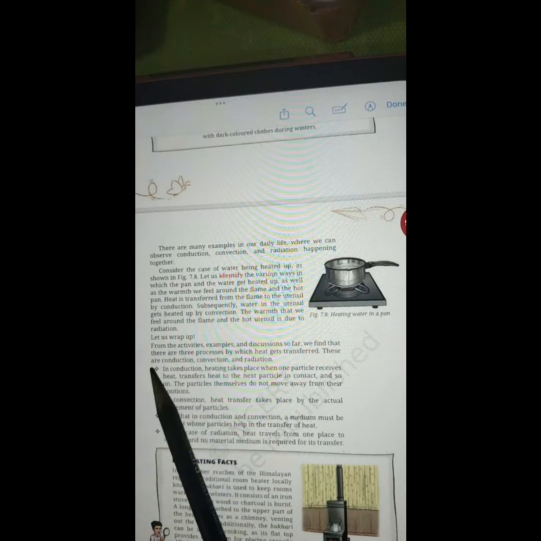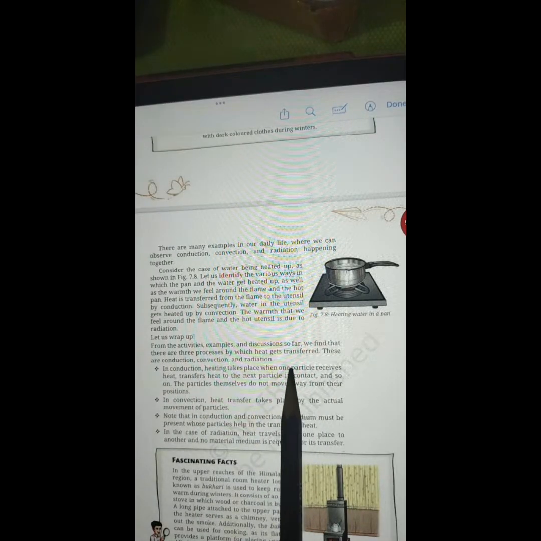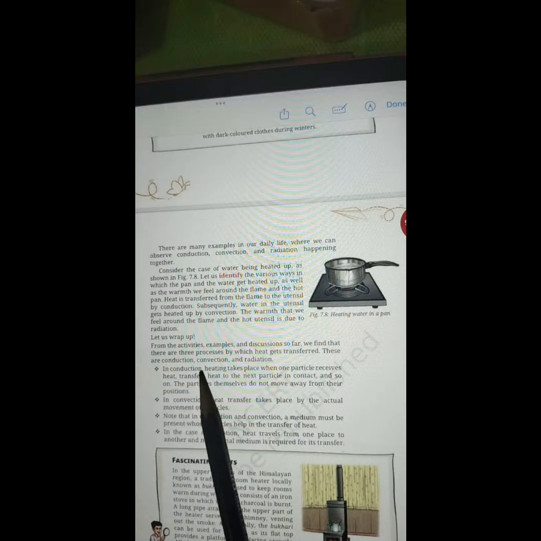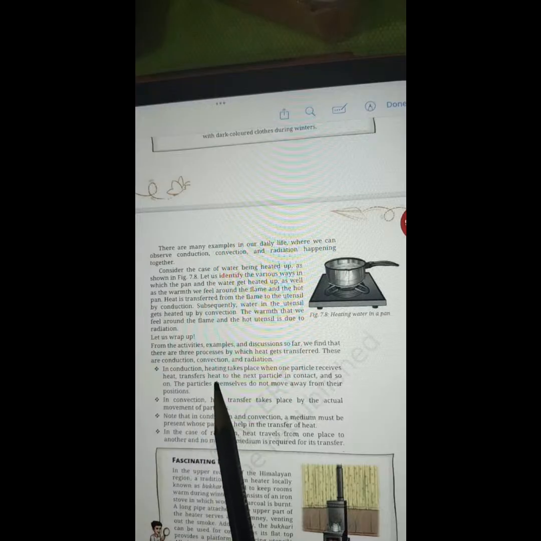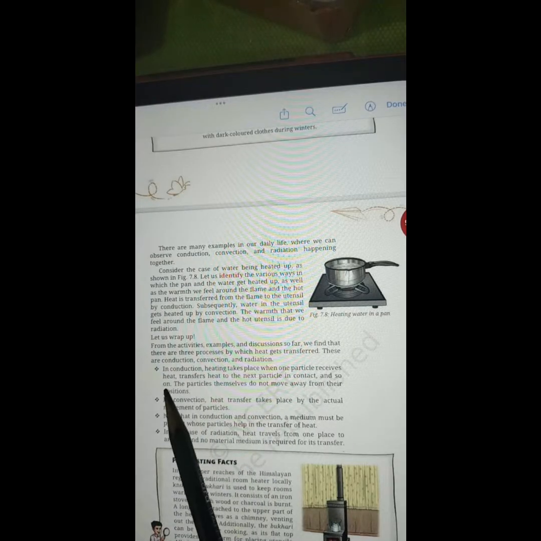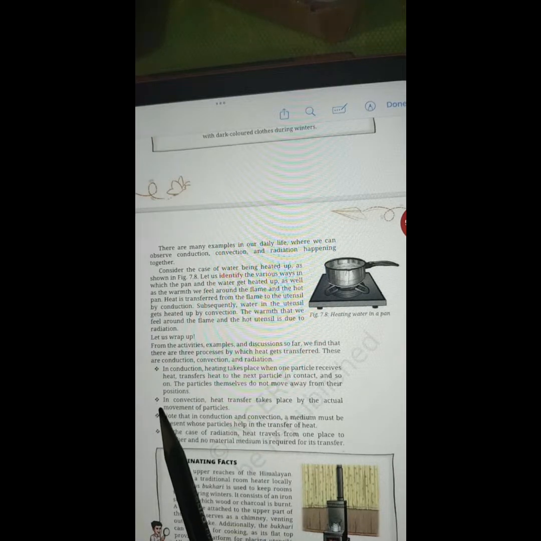Let us wrap up. From the activities, examples, and discussions so far, we find that there are three processes by which heat gets transferred. These are conduction, convection, and radiation. In conduction, heating takes place when one particle receives heat and transfers heat to the next particle in contact, and so on. The particles themselves do not move away from their positions.